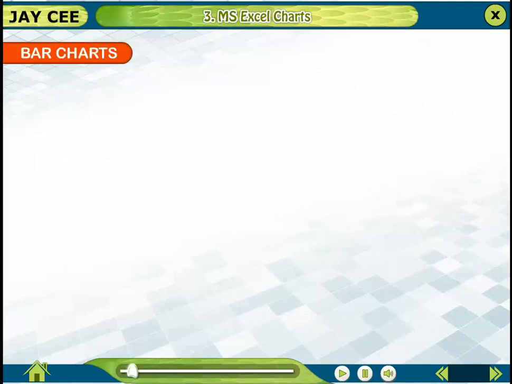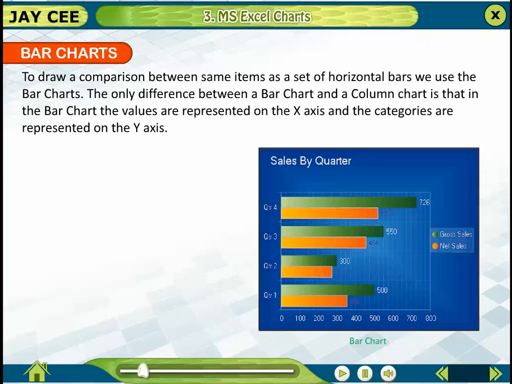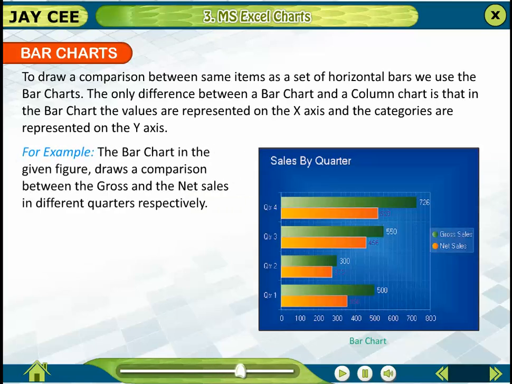Bar charts. To draw a comparison between same items as a set of horizontal bars, we use the bar charts. The only difference between a bar chart and a column chart is that in the bar chart, the values are represented on the x-axis and the categories are represented on the y-axis. For example, the bar chart in the given figure draws a comparison between the gross and the net sales in different quarters respectively.